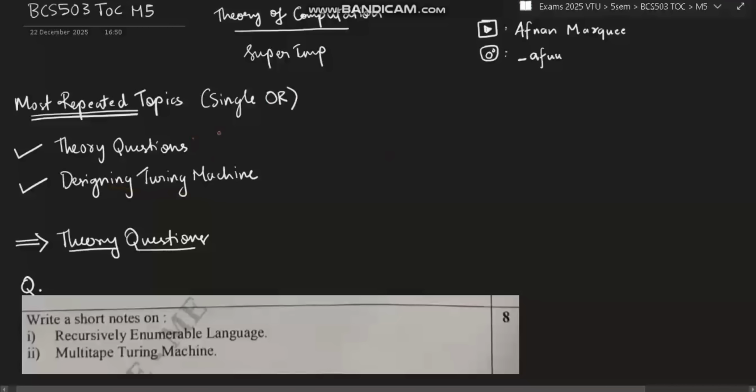So I've selected some theory questions from the previous papers which have been repeated more number of times, and designing Turing machine, the most repeated questions from the previous schemes, also from the 18 scheme, 21 scheme, and 22 scheme previous paper and model paper. I've analyzed all of them and selected the questions which are most repeated. So if you study these two, there's a high chance you can score full marks in this module.